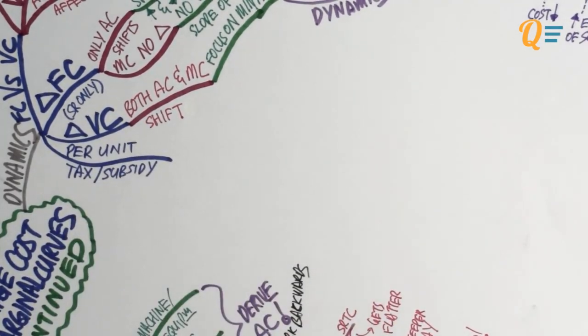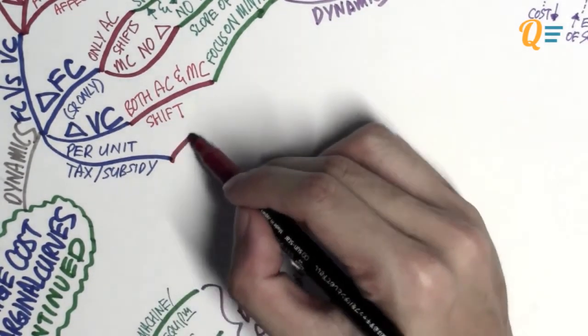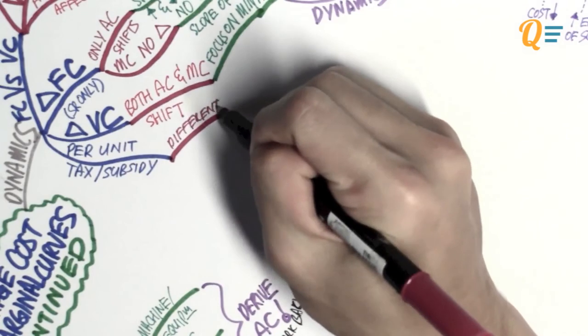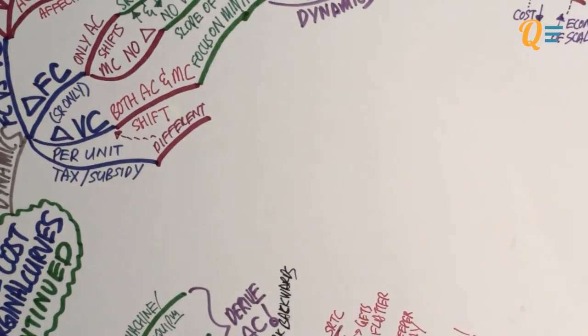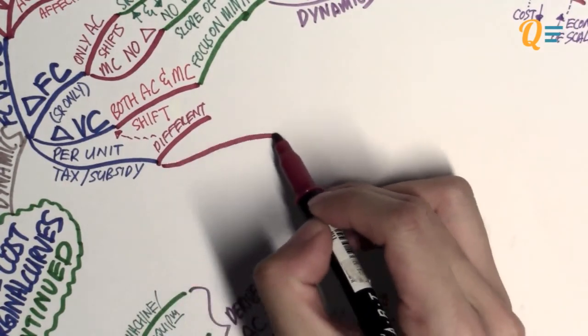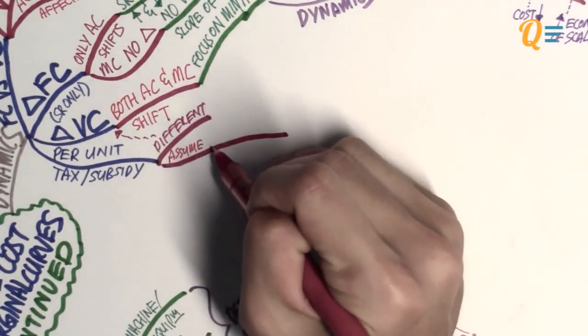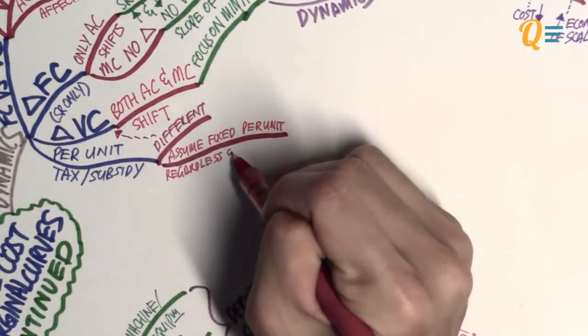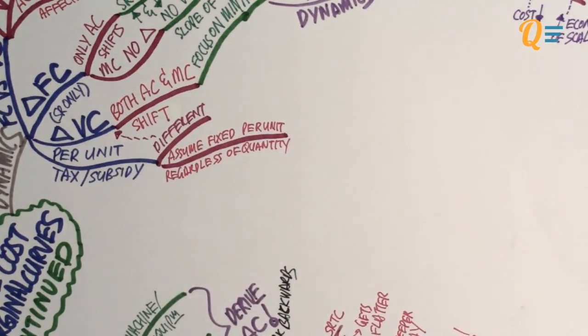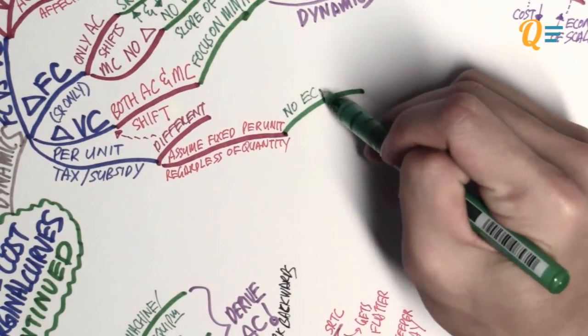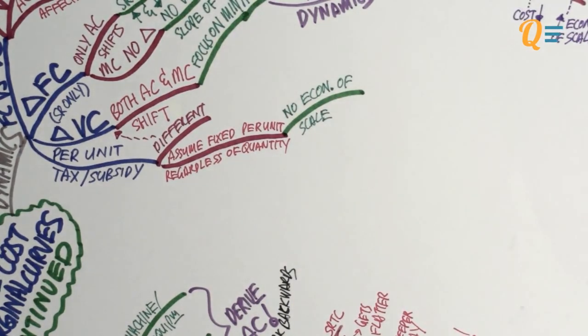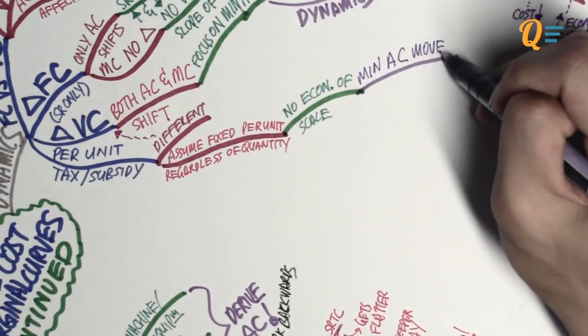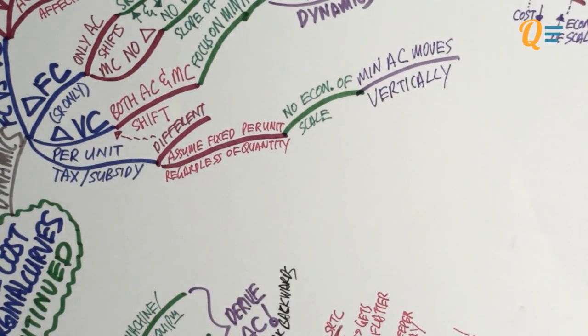Okay, as mentioned previously, the per unit tax or subsidy is a variable cost, but it behaves very, very differently from what we've discussed previously. This is due to the fact that we assume that this per unit tax or subsidy is a fixed amount per unit, regardless of the quantity that you produce or sell. Therefore, there are not going to be any economies of scale for an increase or decrease in the tax rate or subsidy rate.